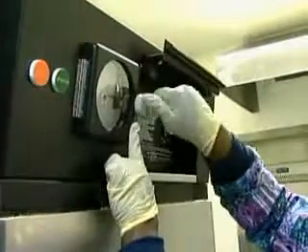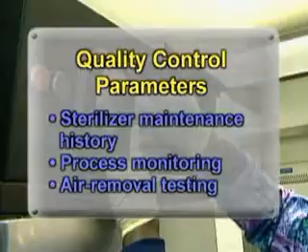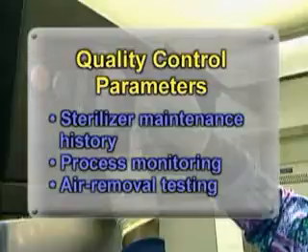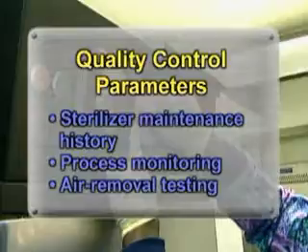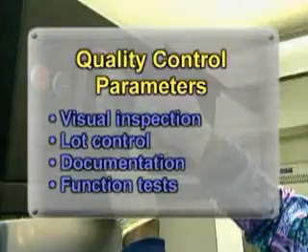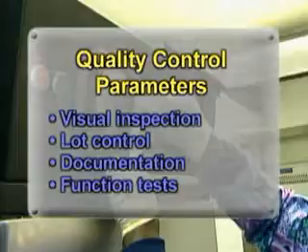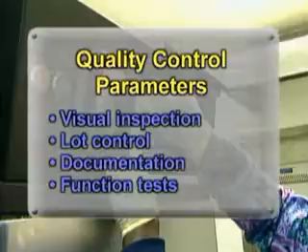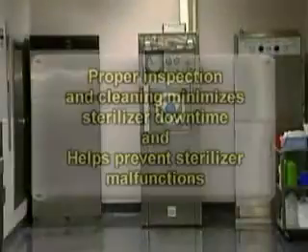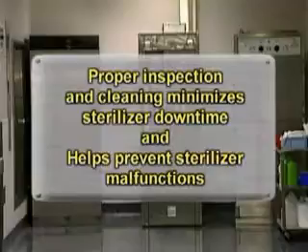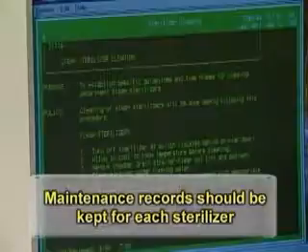The quality control parameters include sterilizer maintenance history, sterilization process monitoring by biological, chemical, and mechanical devices, air removal testing of pre-vacuum steam sterilizers, visual inspection of packaging materials, lot control and traceability of load contents, documentation, function tests. Proper inspection and cleaning minimizes sterilizer downtime and helps prevent sterilizer malfunctions. Maintenance records should be kept for each sterilizer to ensure safe operation.